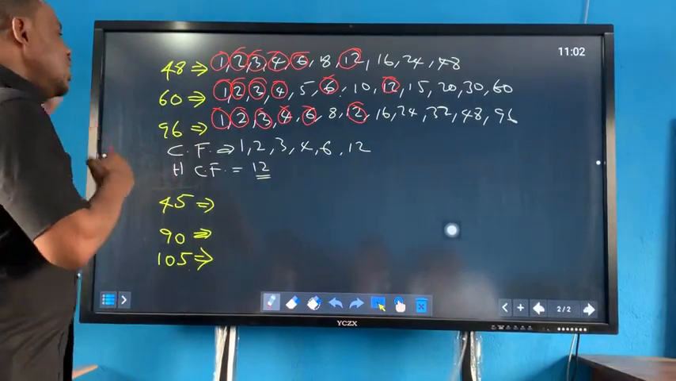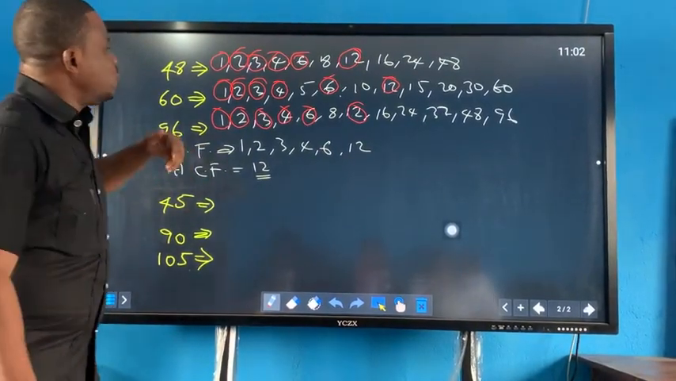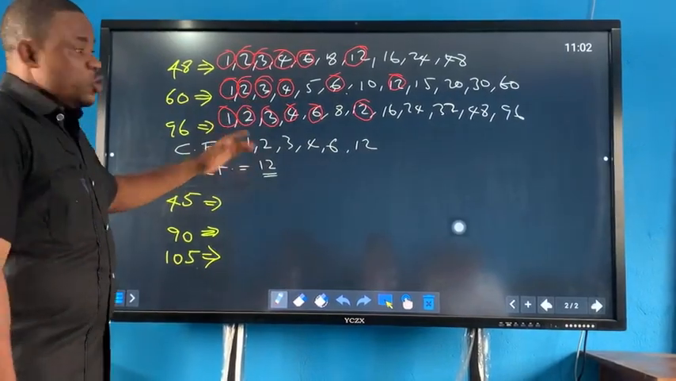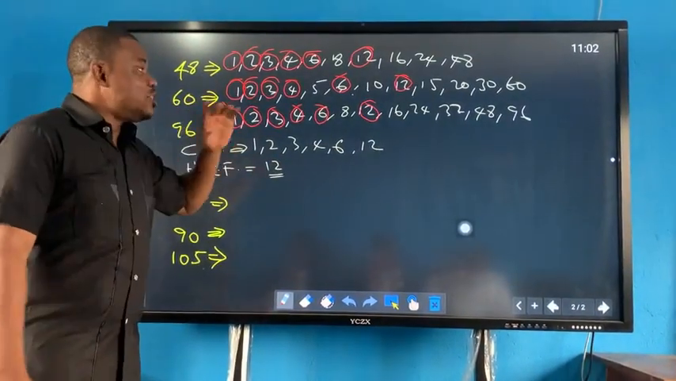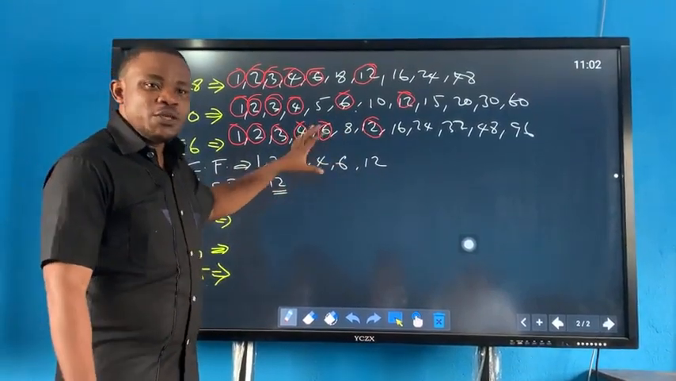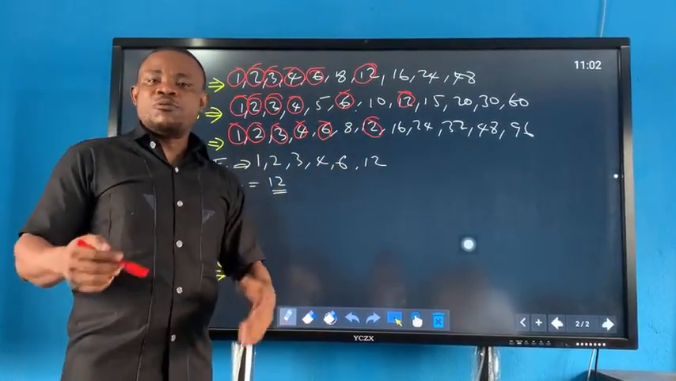Now instead of doing it like this, there are other ways that we can use to find the HCF. I'll show you 3 different methods. This one way is usually too long, too lengthy. But this one gives you a better understanding of what the highest common factor is.